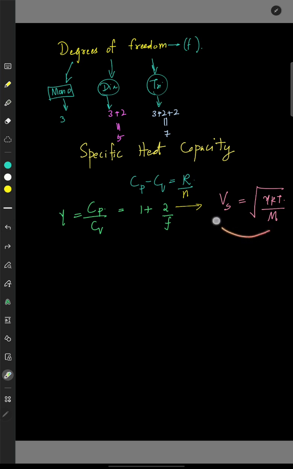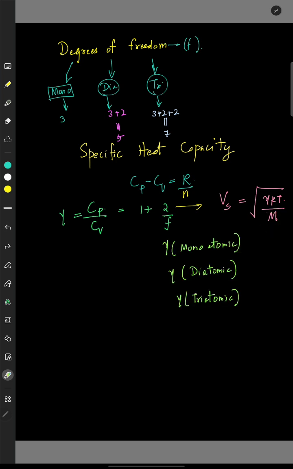One application of gamma is that it is related to the speed of sound through a medium, √(γRT/M), where M is the molar mass of the gas in the medium. And using this definition, we can approximate gamma as 5/3, 7/5, and 9/7.